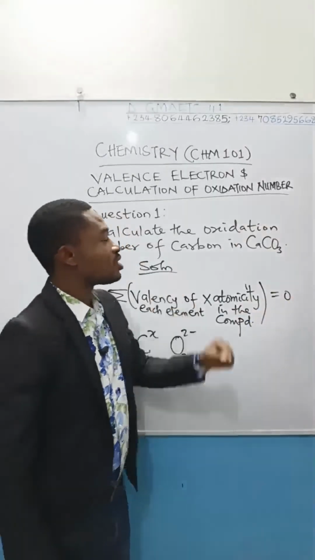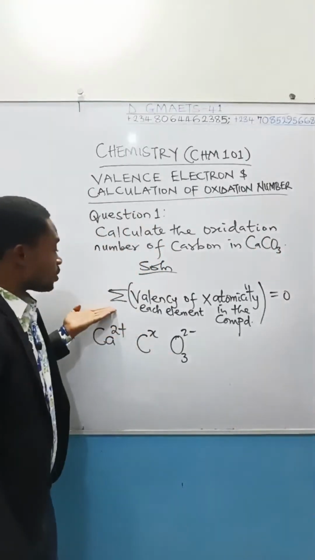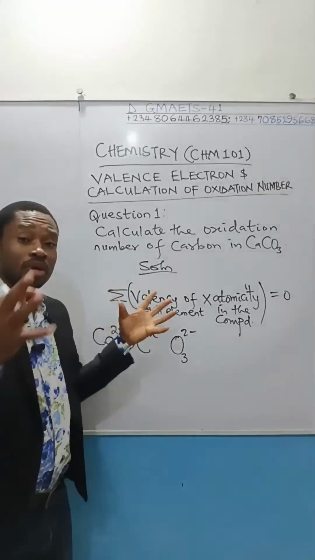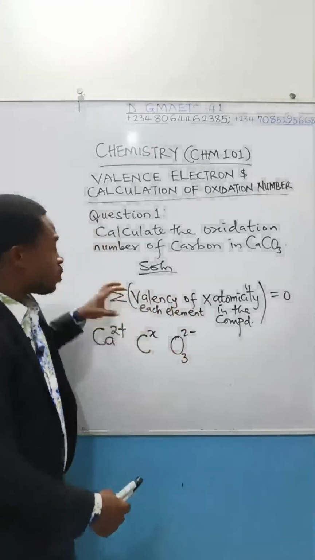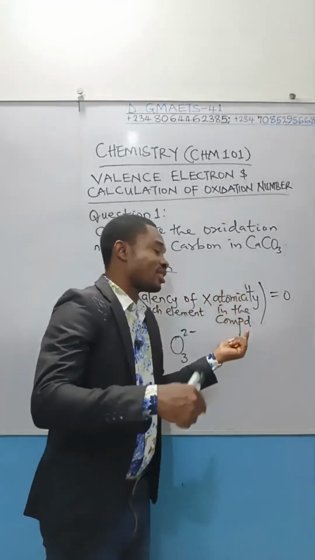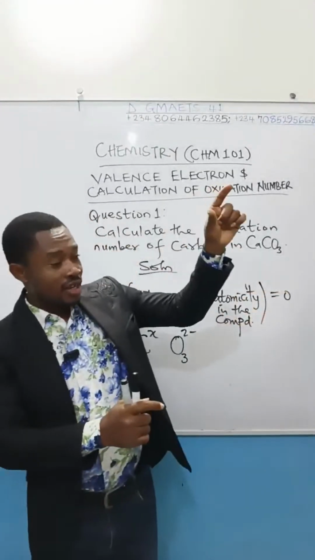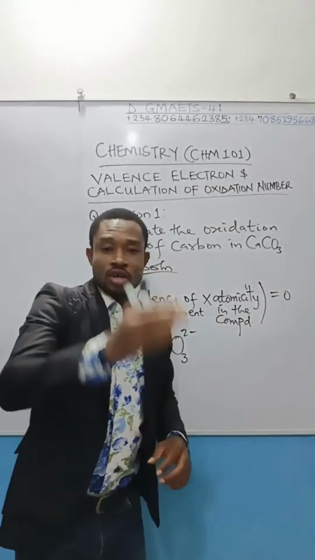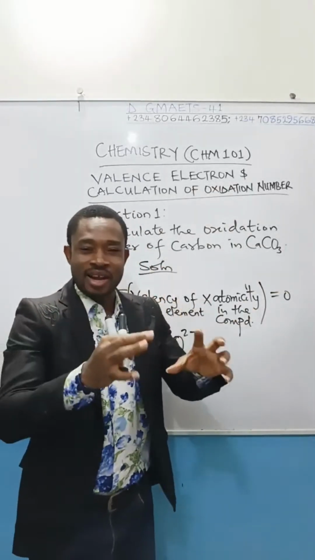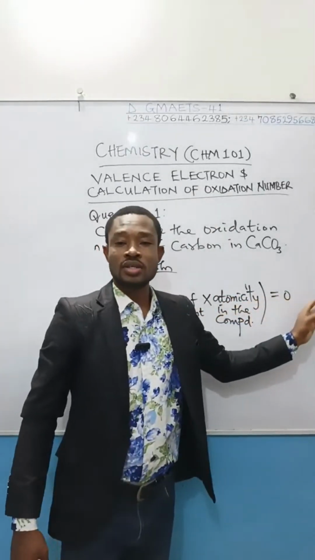So to calculate the oxidation number of any element in a compound, simply use this formula. This symbol you're seeing here means summation, addition. You are expected to add the valency of each element times its atomicity. Go to the other element, the valency multiplied by its atomicity. Do it for each of the elements in that compound, then add all of them together, and it equates to 0.